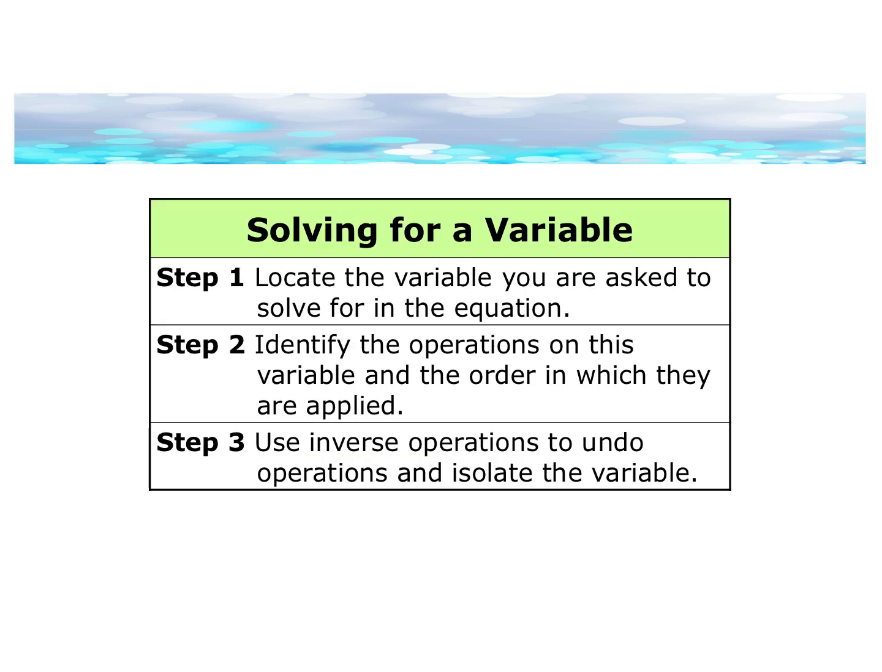So here are the steps for solving for a variable. Step 1: locate the variable you are asked to solve for in the equation. Step 2: identify the operations on which variables and the order in which they are applied. Step 3: use the inverse operations to undo operations and isolate the variable.